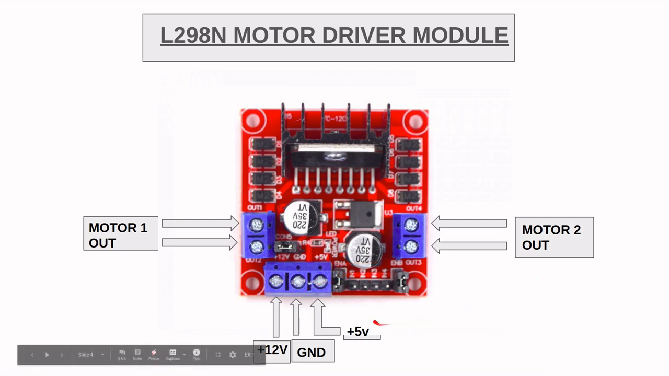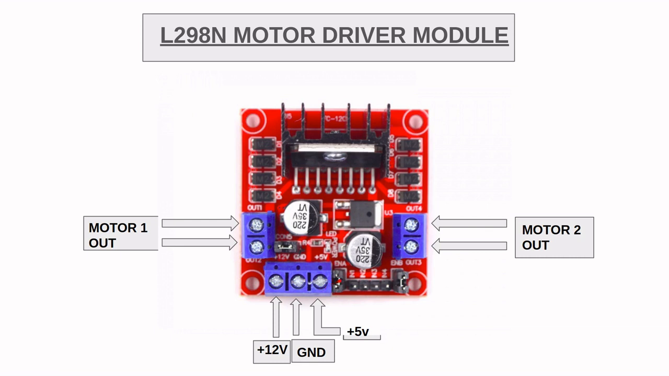These are the pins which will be connected to Arduino. The ENA pin will be connected to motor 1 to control the speed of the motor. ENB is connected to motor 2, which will help to control motor 2. IN1 and IN2 are for controlling motor 1. IN3 and IN4 are used for controlling motor 2.